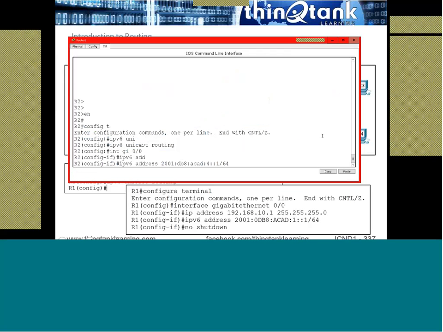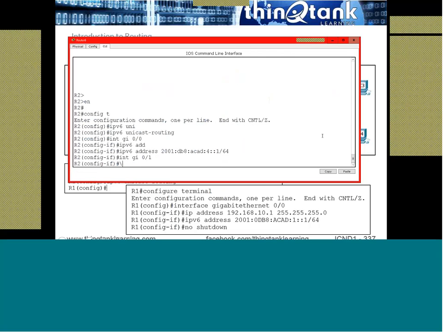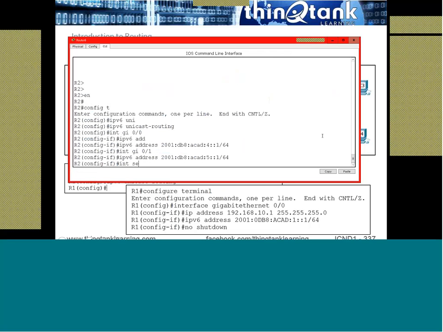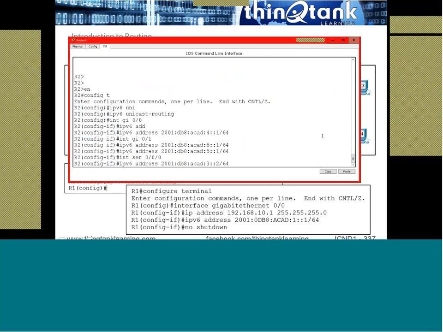:1/64. Notice that we do put the mask in as prefix notation. That's the only way that we do it in IPv6. This guy is going to be subnetwork 5. And for interface serial 0/0/0, it's going to be subnetwork 3 and host ID 2, because the other link is 1. All right?